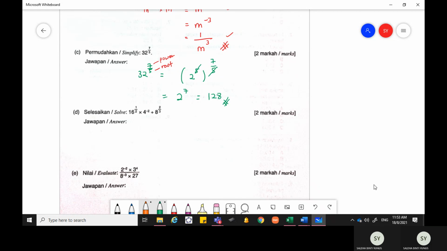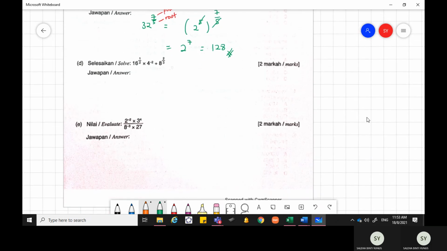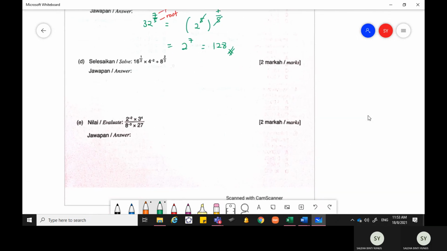Okay, next question D. Okay, solve. Bila solve, of course nak cari nilai. Okay, so this one. Okay, we have 16 to the power of half times 4 to the power of negative 2 divided by 8 to the power of 3. Okay, ni saya dah show dah dekat atas tadi.